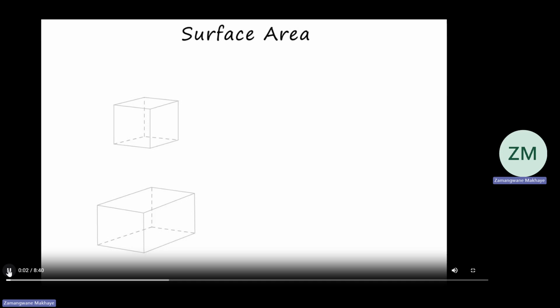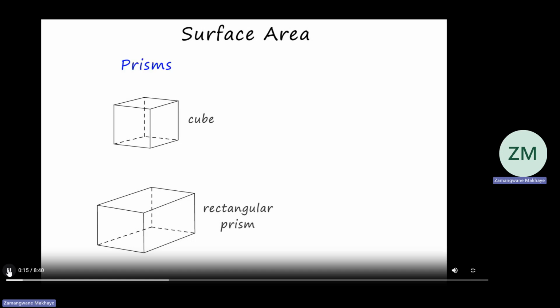In this lesson, we will learn about the surface area of 3D objects. The two 3D objects we will use are the cube and the rectangular prism. Both these objects are prisms, because when you cut through them, the cross-sections are all identical to the top and bottom.